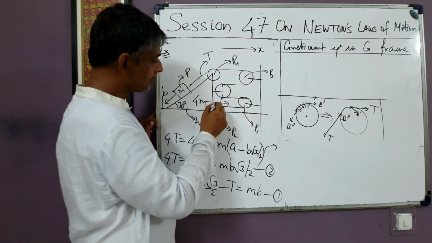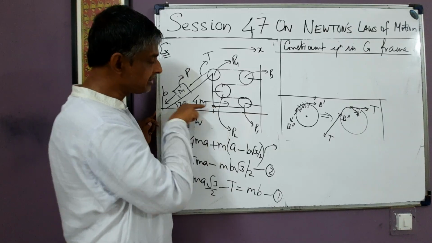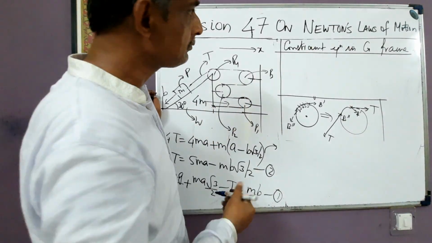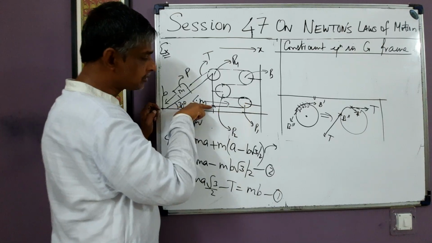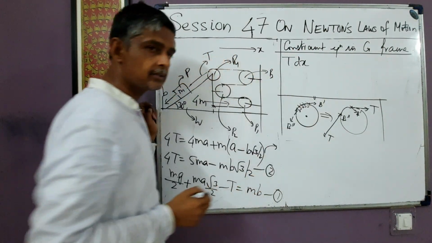So at this point, T acts in the rightward direction, and with respect to ground this is moving dx rightward. As I said just now, we have to write down the constraint equation in the ground frame. I am writing it down. So T in this way, dx also with respect to ground. So T dx cos 0 degree, that becomes T dx.